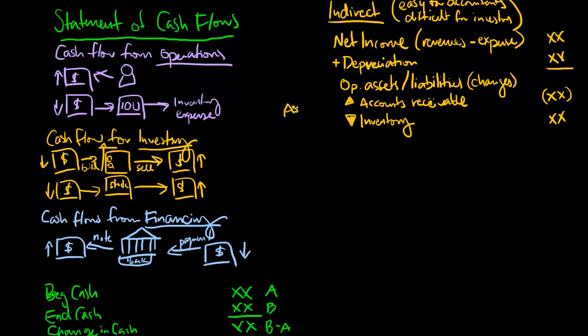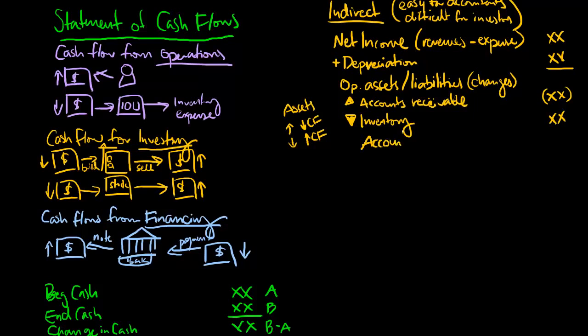So really important with our assets, if we have an increase in an asset, then the cash flows will go down. And if we have a decrease in an asset, then our cash flows will go up. So they move in opposite directions. Then we look at our operating liabilities.